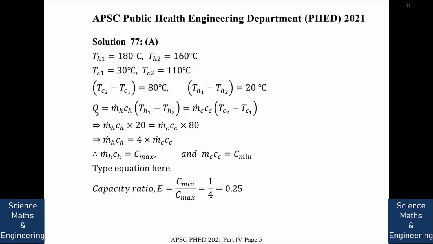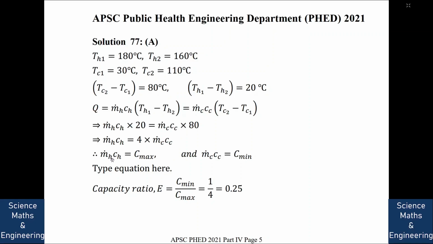And from our heat loss is equal to heat gain equation, we have m dot h into Ch, that is hot fluid mass into specific heat, into TH1 minus TH2, that is the net change in the temperature, net heat loss of the hot fluid, is equal to m dot c into Cc, that is mass of cold fluid and the specific heat of cold fluid, into Tc2 minus Tc1, that is the total heat gain of the cold fluid. So from here we get that m dot h into Ch into 20 is equal to m dot c into Cc into 80. So m dot h Ch is equal to 4 into m dot c Cc.